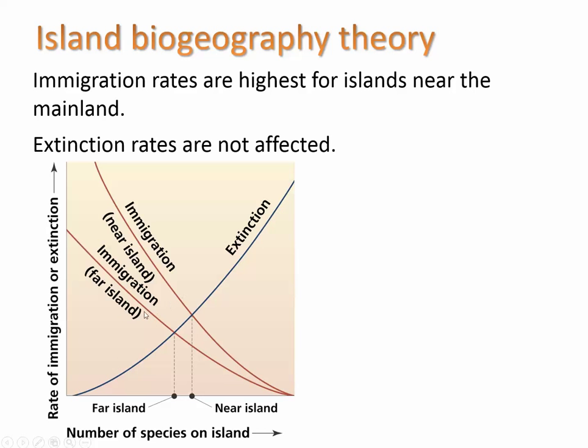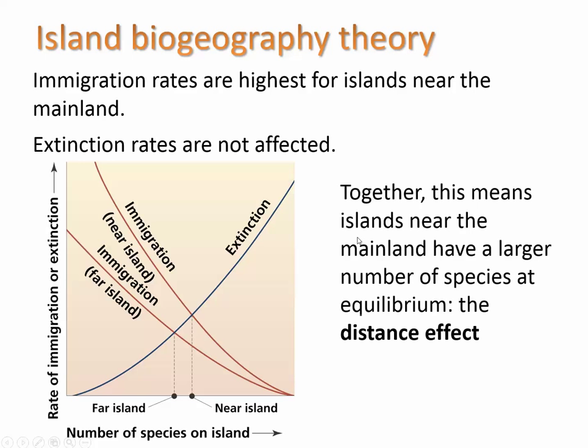But for far islands, we get smaller immigration, so this equilibrium point is more to the left, indicating fewer species on the island. And for nearer islands, the immigration rate is higher, and so these cross further to the right indicating more species. Again, I'm not going to ask you to interpret one of these graphs. The bottom line is, together this means islands near the mainland have a larger number of species at equilibrium. This is known as the distance effect.